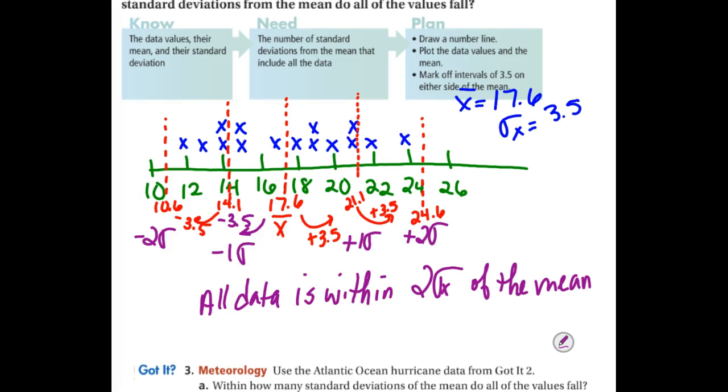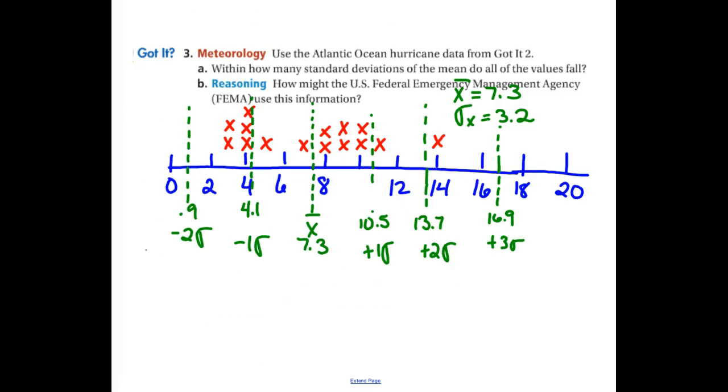All right, I'm going to pause the recording. I want you guys to try the second example here. So you're going back and using the Atlantic Ocean from 1992 to 2006 data, that second chart that we looked at. All right, checking your work. Does it look like I've got the x's in the right spot? Does it look like yours? Okay, so our average here was 7.3.